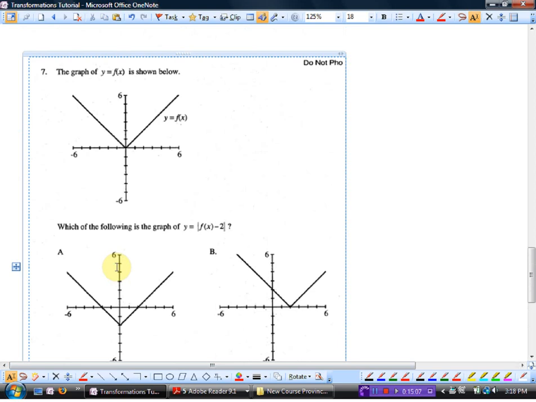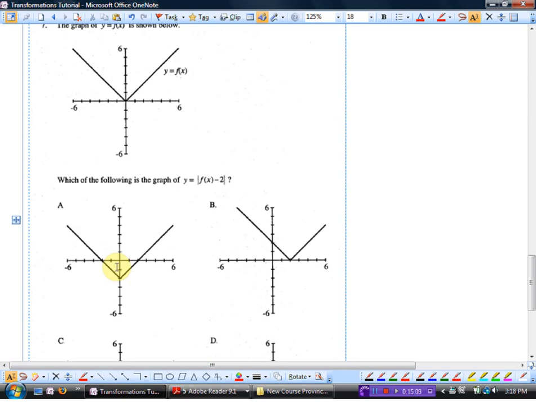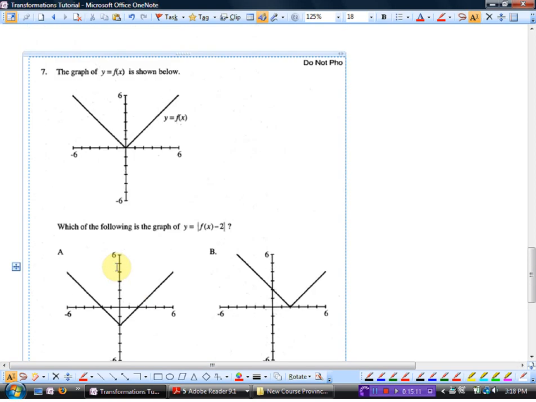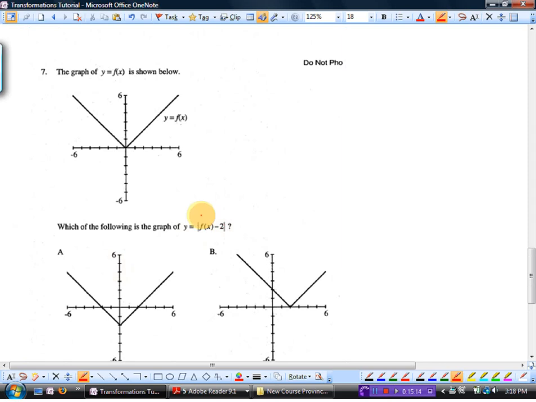Okay. The graph of that thing is shown below. Which of the following is the graph of y equals absolute value of f of x minus 2? Well, there's two things going on here. Absolute value, and what would a minus 2 outside the brackets do? I heard both answers. It's 2 down or 2 right. Which one? I heard them both again. Someone convince me that they're right or someone else is wrong.